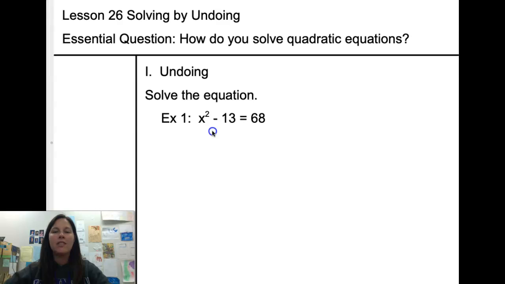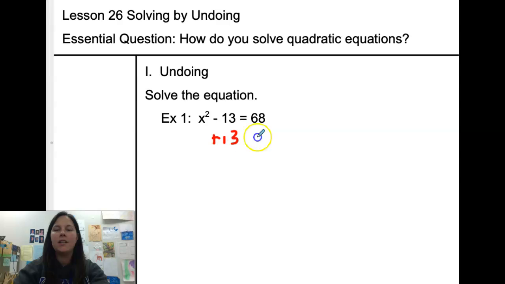Taking a look at my first example, my goal is to get x all alone, so that I know what value of x will make this equation true. So the first thing that I want to cancel is that minus 13. I'm going to do that by adding 13 to both sides of the equation. Canceling that minus 13 with a plus 13, I get x squared equals 81.